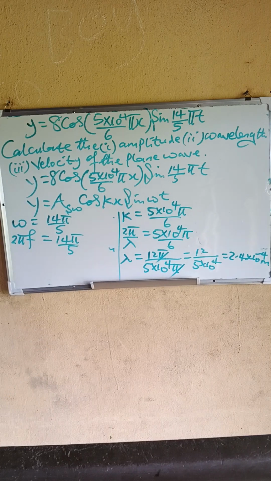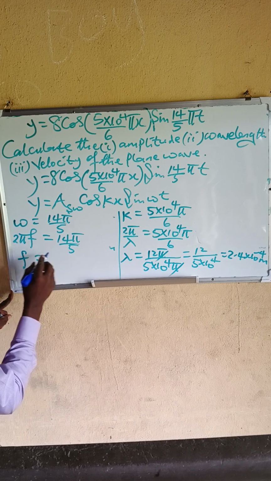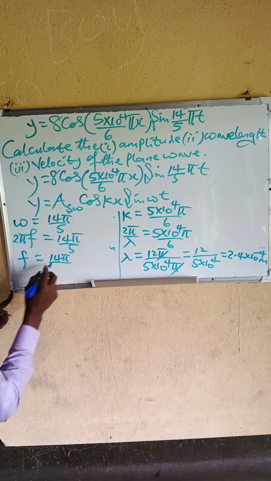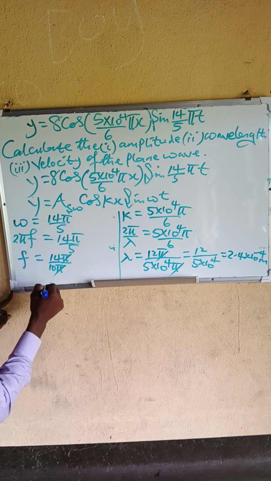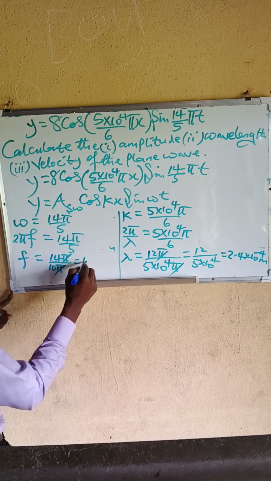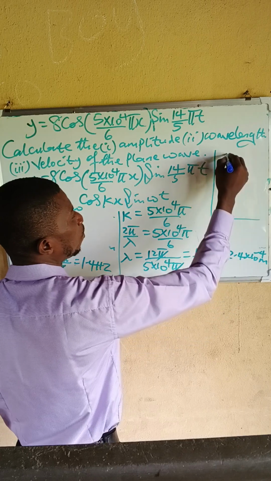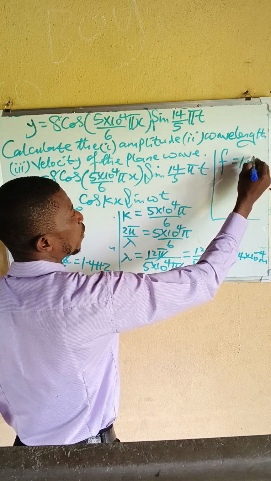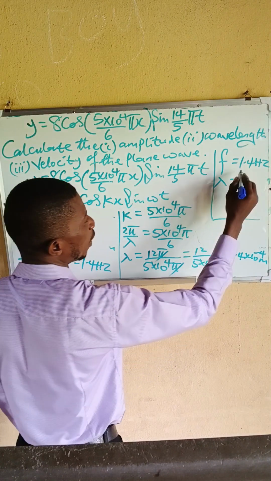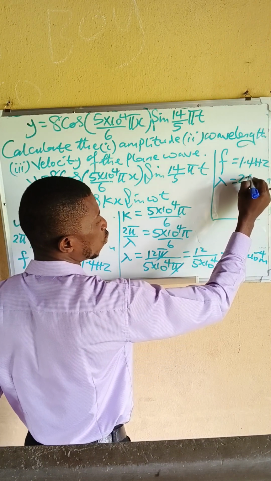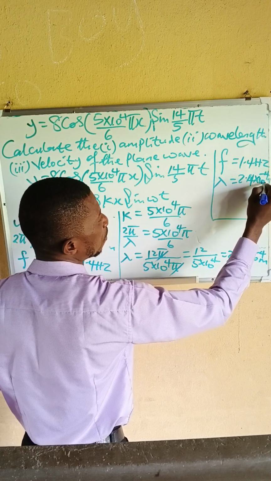I want to make frequency the subject. So my frequency becomes 14π over, this will multiply by this, which is 10π. π will cancel π, and that is going to give us 1.4 hertz. So I have gotten my frequency. Frequency is 1.4 hertz. So my wavelength is this term here, 2.4 × 10^-4 meters.